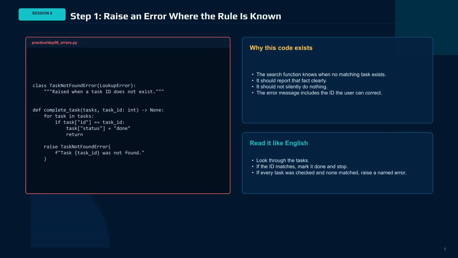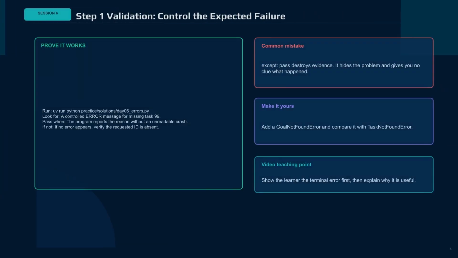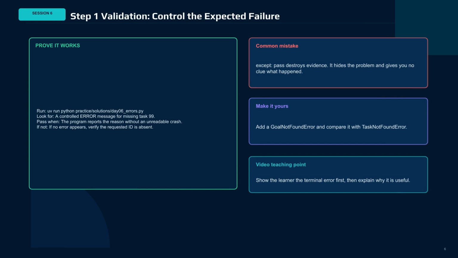In step 1, we raise an error when a rule is violated. By using custom exceptions like TaskNotFoundError, we can report exactly why a function failed. This prevents the program from silently doing nothing and provides the user with an actionable message, making the code much easier to read and understand. To validate this, run your code to see the controlled error message for a missing task. The goal is to see a clear report rather than an unreadable crash.